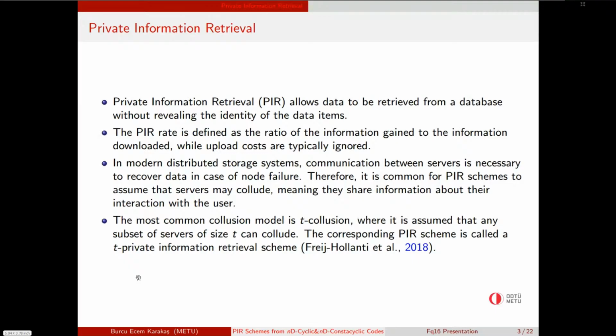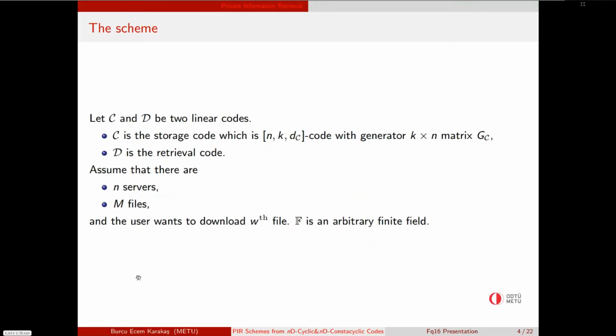In 2018, Freij-Hollanti et al. showed the PIR scheme, which is called the star product private information retrieval scheme. In this scheme, we have two binary codes. One of them is C, which is a storage code, and the other one is D, the retrieval code. We have N servers and M files, and the user wants to download W files. F is an arbitrary finite field.